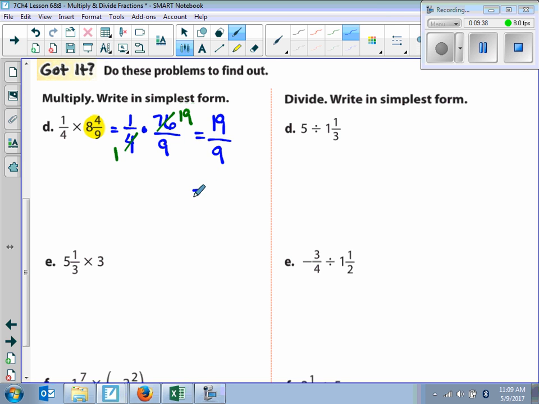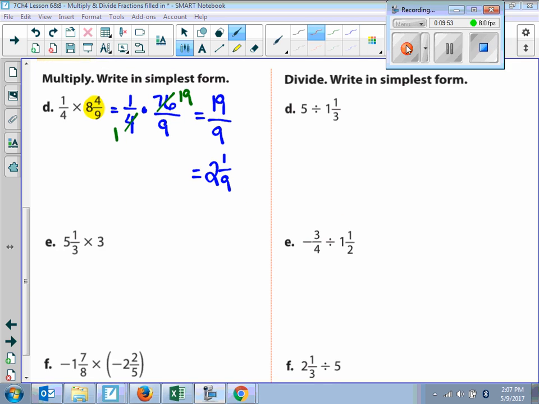And now we change that improper fraction back to a mixed number. So that's going to be 19 divided by 9. So 9 goes into 19 2 times, with how many left over? 1. So that's going to be 2 and 1/9. Is everybody clear?